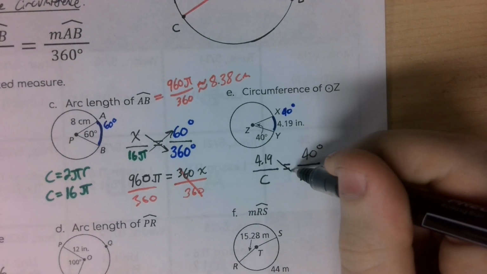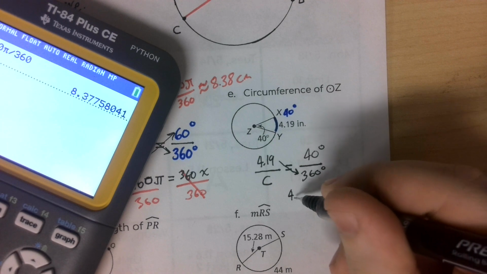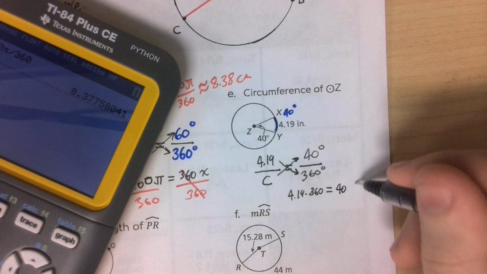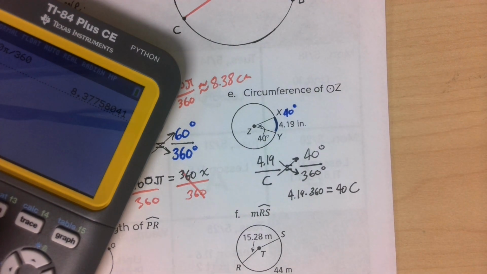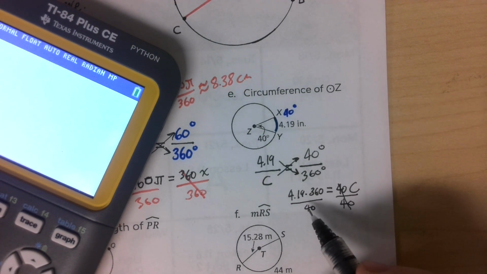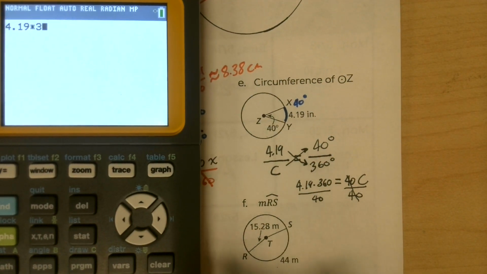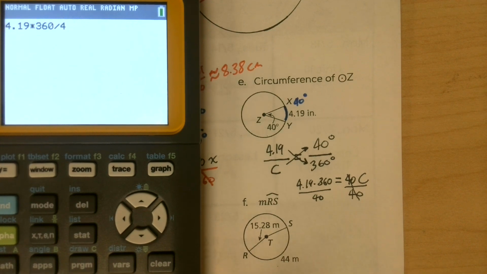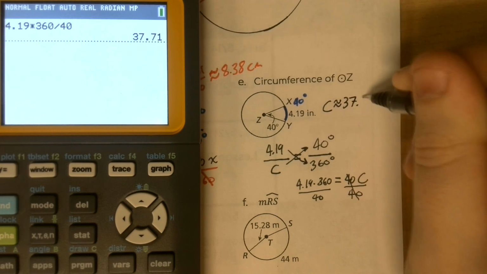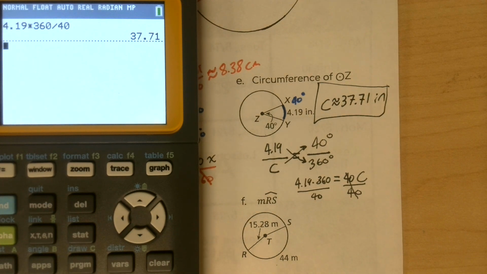Once again, we can just cross multiply to solve. 4.19 times 360 will be on one side, and 40 times C will be on the other. Divide both sides by 40, and we get an expression for C. C will be 4.19 times 360 divided by 40. Our circumference, C, is about 37.71 inches. Very nice.